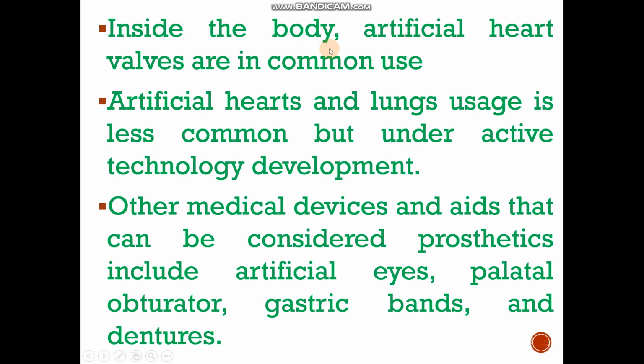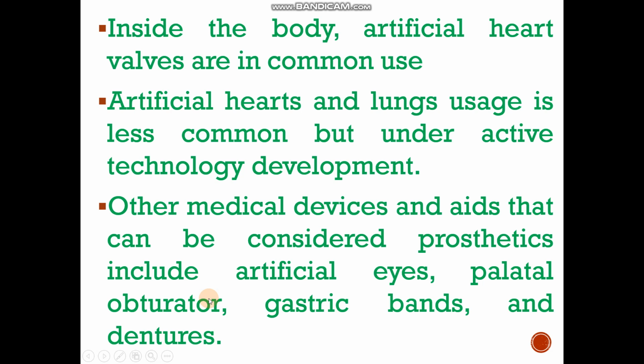So inside the body, artificial heart valves are in common use. That is a prosthesis. Similarly, artificial hearts and lungs are also available, but the usage is less common. The technology will develop and it will replace the diseased heart as well as lungs with artificial hearts and lungs. The clinical trials are still going on. Other medical devices and aids that can be considered prosthetics include the artificial eye. In case of complete enucleation of the eyes, we can place an artificial eye, which does not have the power of sight.